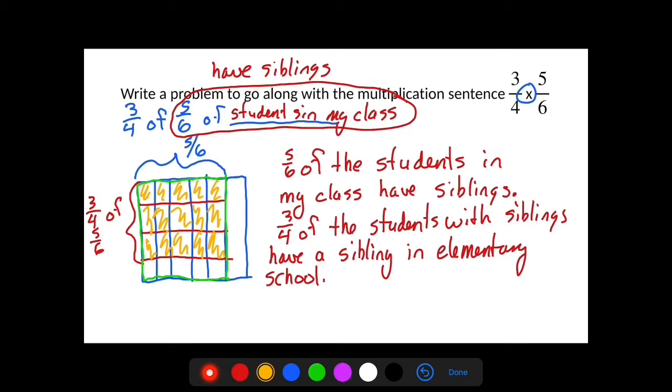So we have to have a question. Now, this is where people often mess up in these fraction multiplication ones. They say, well, how many students have a sibling in elementary school? Well, that doesn't quite work because I never told you how many students I have. And maybe I have a really small class of 12 students, or maybe I'm the music teacher and I have a large ensemble and I have lots of students. So I can't answer how many students. Instead, I can ask the question about what fraction of my students.